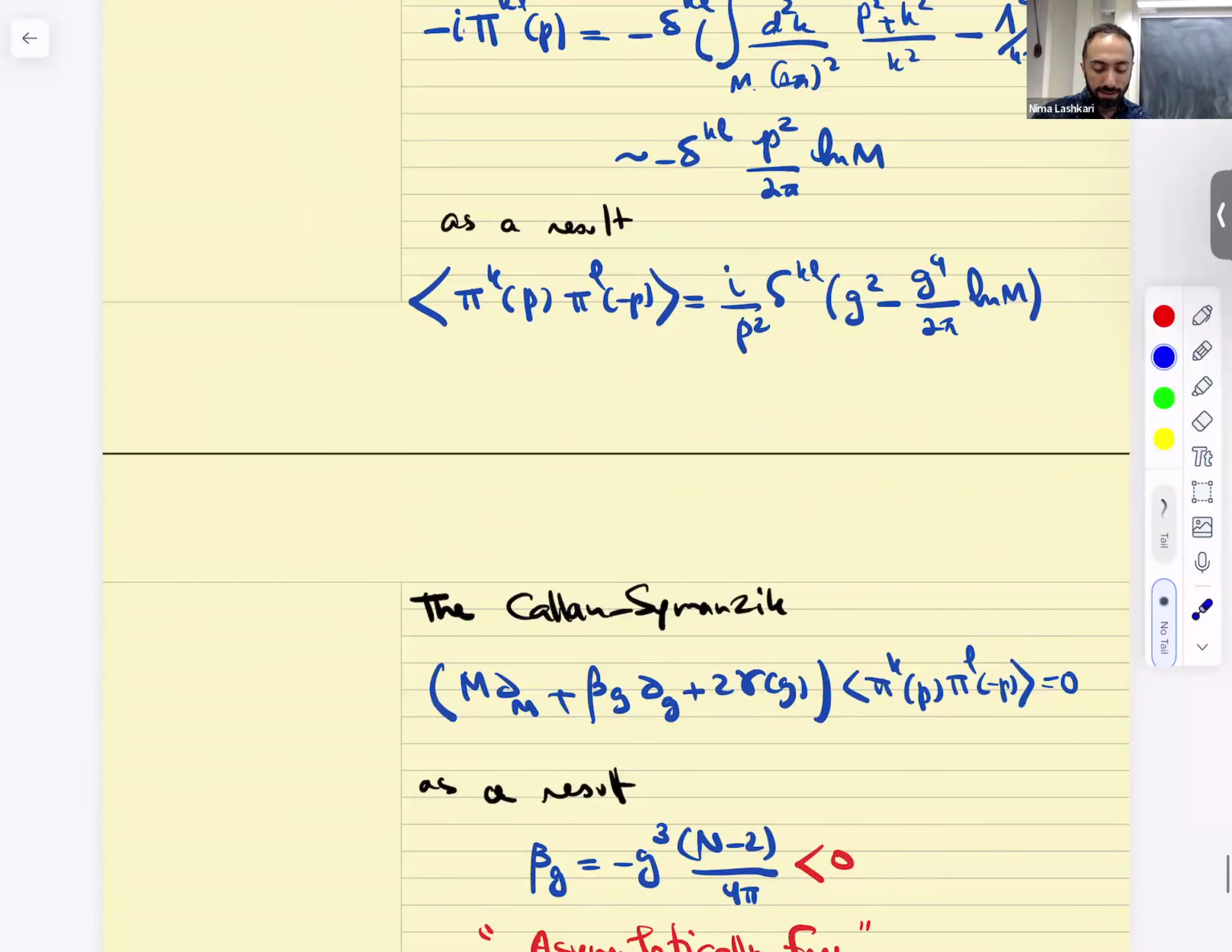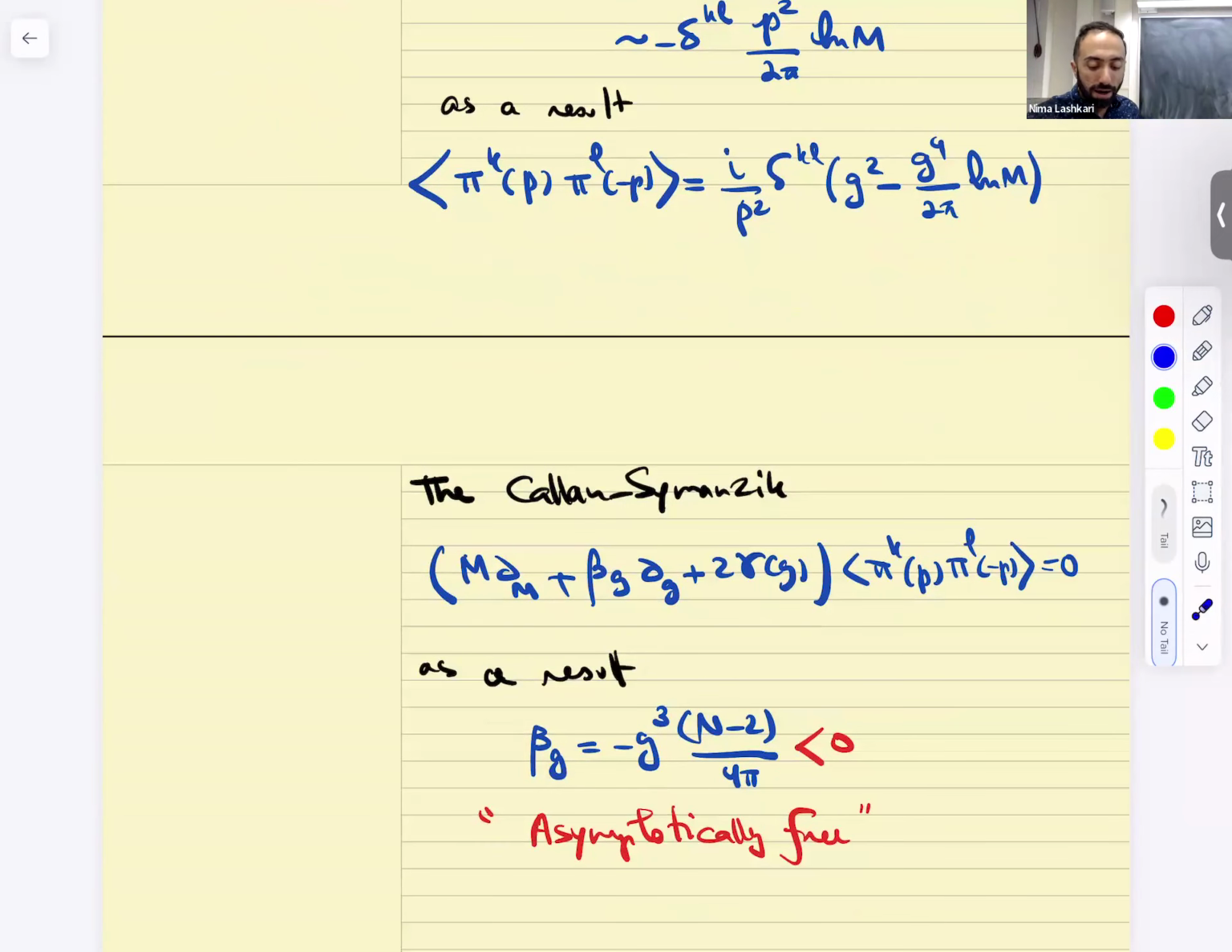So Callan-Symanzik means take these derivatives, you solve at this order, and you find the beta function, minus g cubed (N minus 2) over 4 pi. For N larger than 2, the beta function comes out negative. So this is relevant. So it's IR safe. Such theories are called asymptotically free because deep in the UV, the theory is free. Asymptotically at high energy, they are trivial.